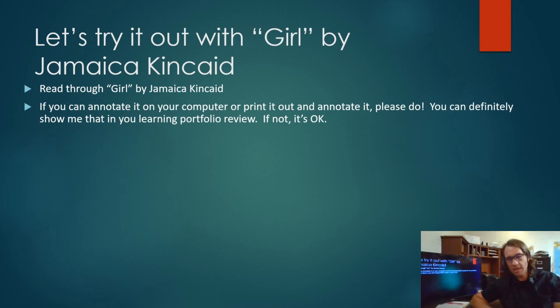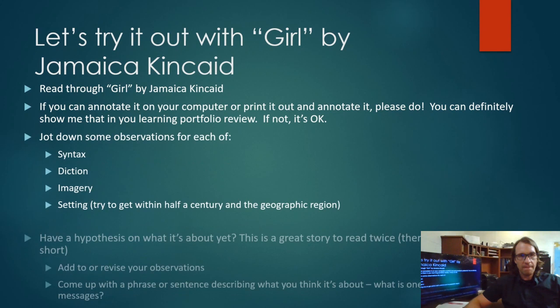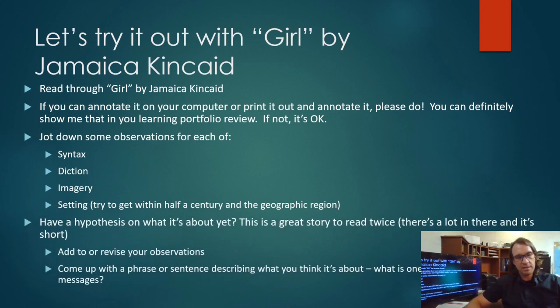That'd be great. At the end of the quarter, we'll review the work that you've done this quarter, the learning portfolio, how much you've learned, and that's something you might show me. If you can't do that, that's okay. But do read it and think about it, make these notations, look at syntax, diction, imagery, setting, maybe even point of view, and try to figure out all those things. Hit pause, read it, and come back when you're ready.